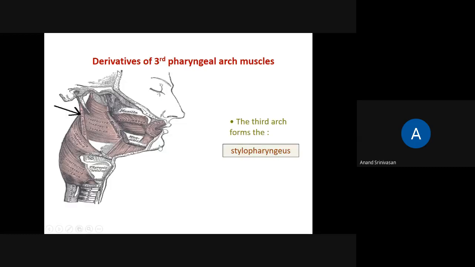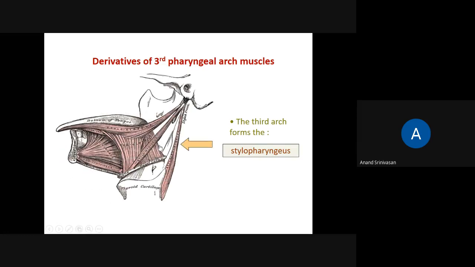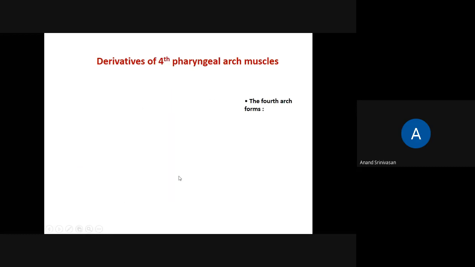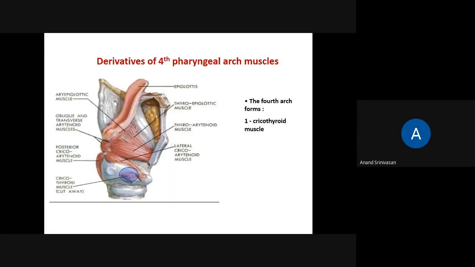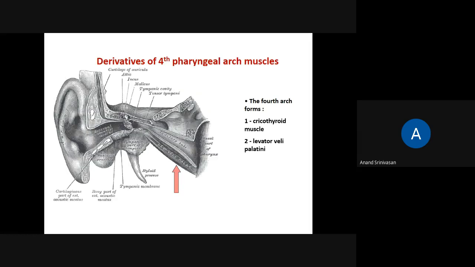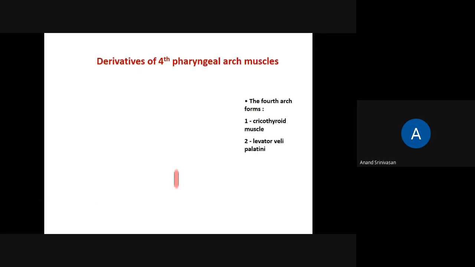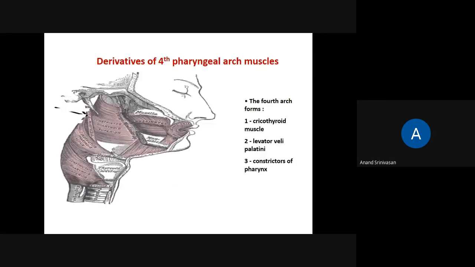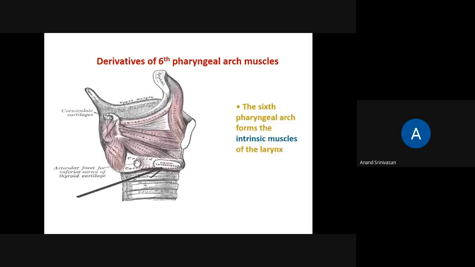From the third pharyngeal arch, the stylopharyngeus muscle, from the styloid to the pharynx. And from the fourth arch, there will be the cricothyroid muscle, the levator veli palatini muscle, and the constrictors of the pharynx. So these are from the fourth pharyngeal arch. The fifth pharyngeal arch, as I said, disappears.